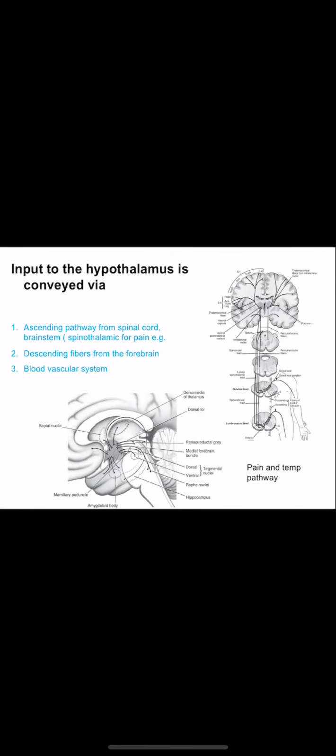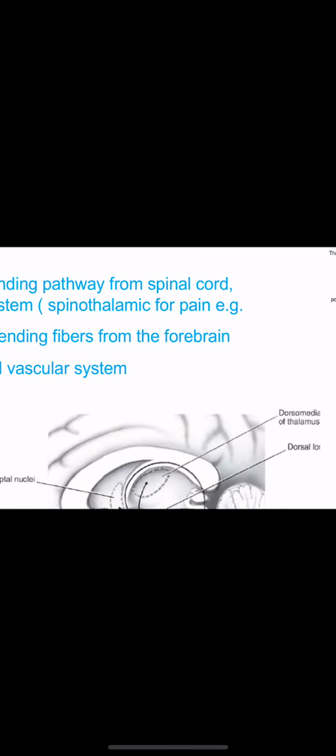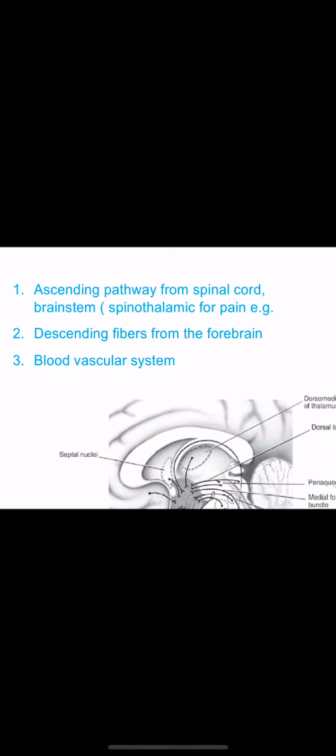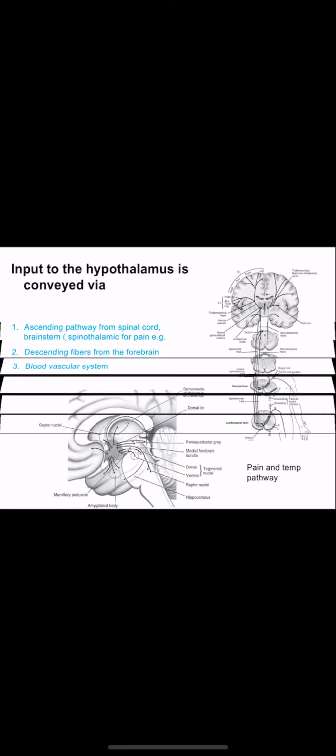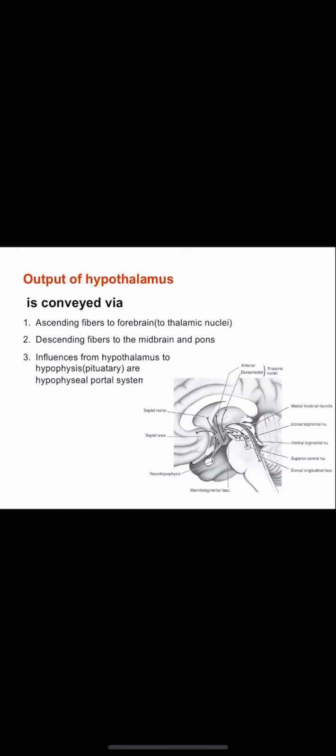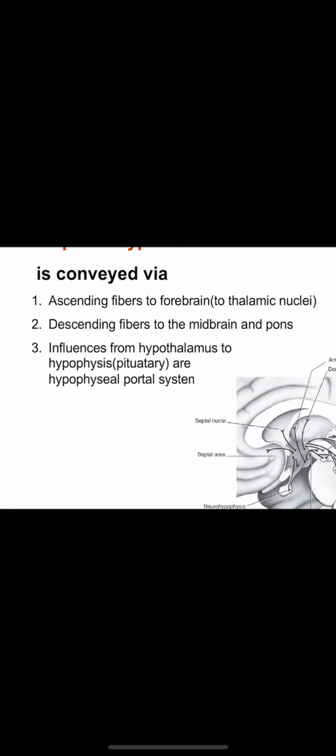The last slides are about the input and the output of the hypothalamus as a relay for the information. The hypothalamus receives its input information via the ascending pathway from the spinal cord, like the spinothalamic tract for pain transmission and thermal transmission. It also receives descending fibers from the forebrain and also from the vascular system. So these are the inputs of the hypothalamus, while the output from the hypothalamus will convey to the following regions.